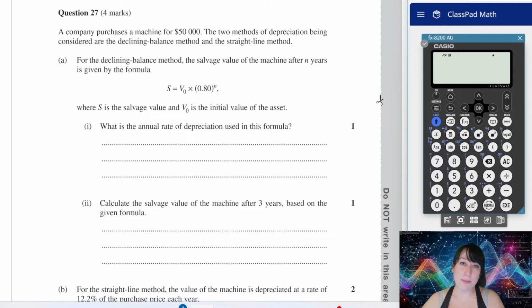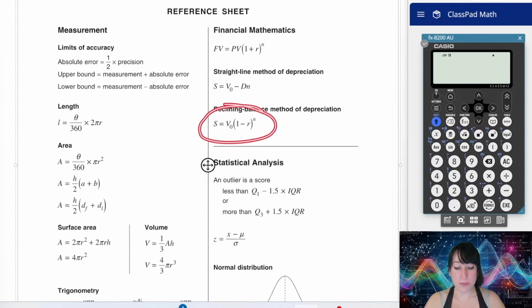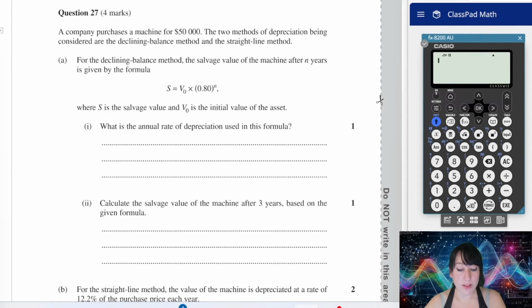What is the annual rate of depreciation used in this formula? So, the declining balance formula is on the reference sheets. This formula here is the declining balance method of depreciation. You can see inside the bracket is 1 minus R. R is the rate of depreciation.